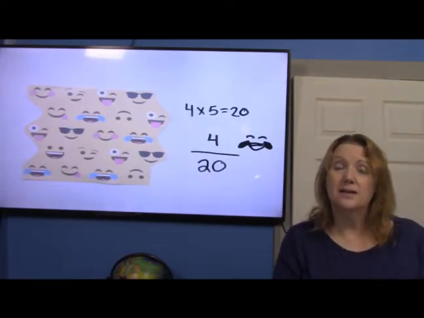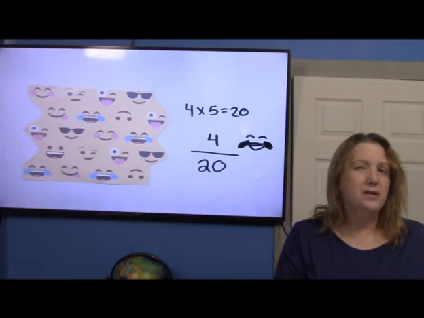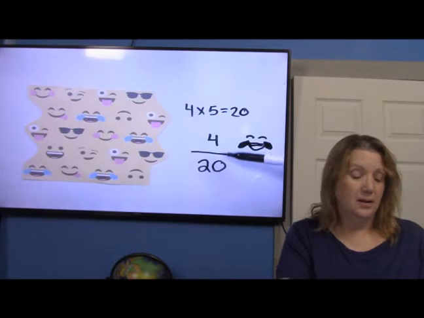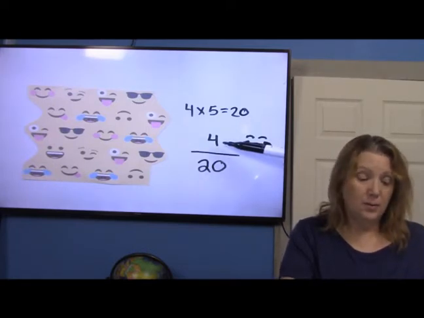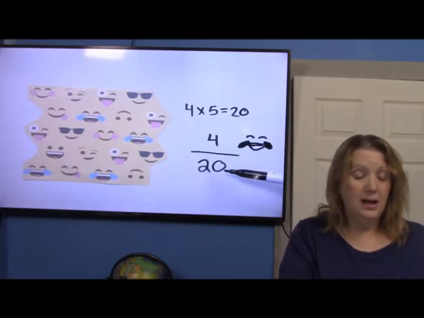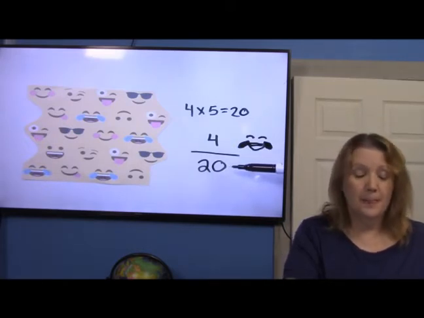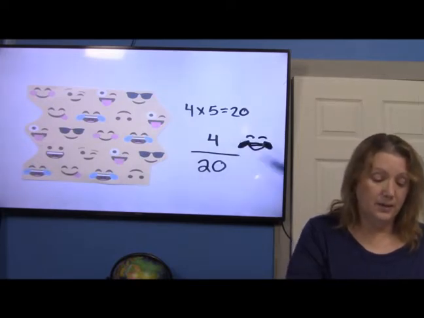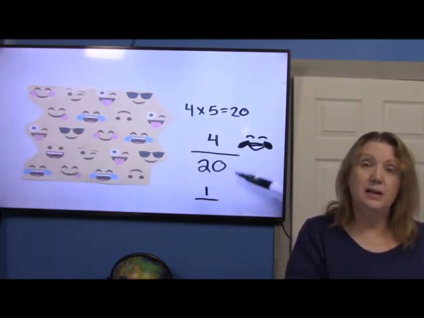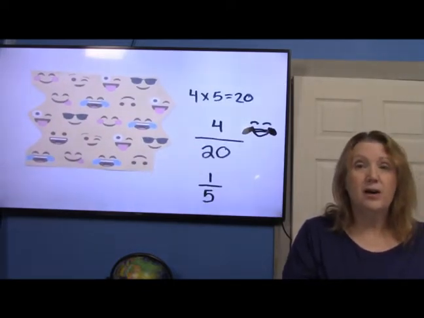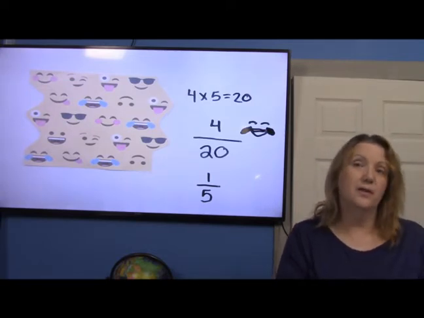So 4 20ths. Now, for those of you that recognize that you can reduce this, you can see that 4 will divide into 4 and 4 will divide into 20. Anytime you see a top and bottom that will both divide by the same number, you can do what's called reduce. So 4 divided by 4 is 1, and 20 divided by 4 is 5. So this fraction actually reduces to 1/5.